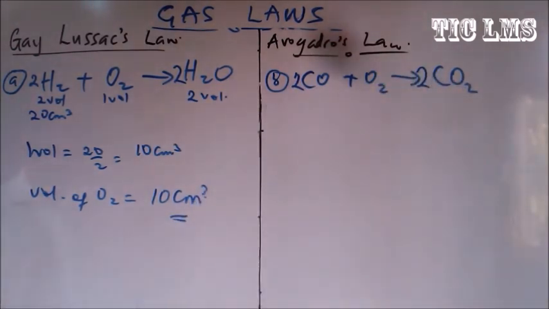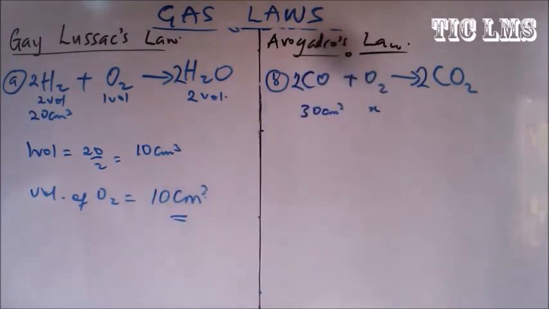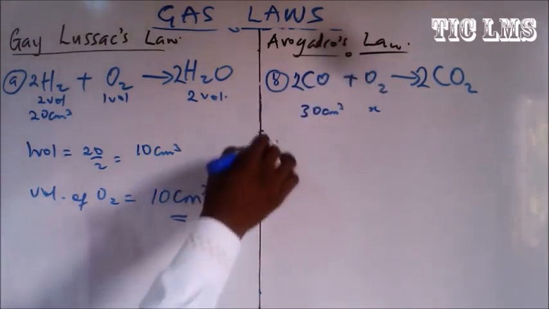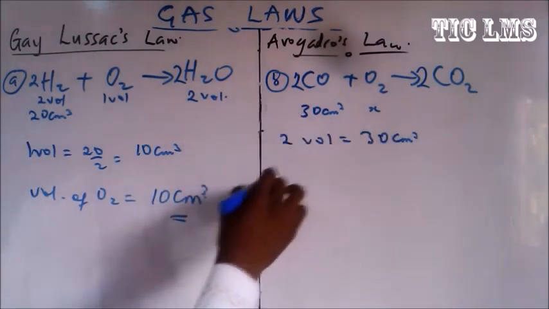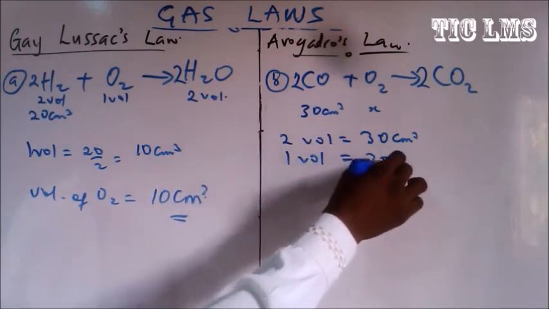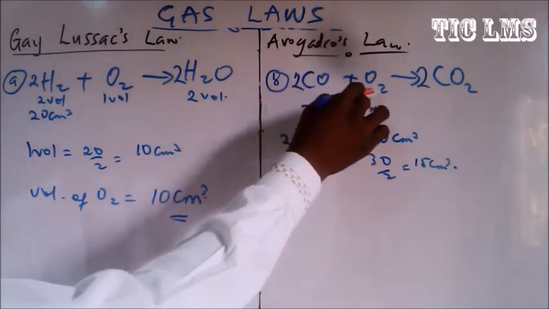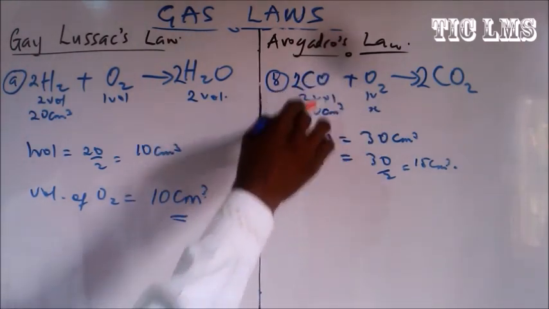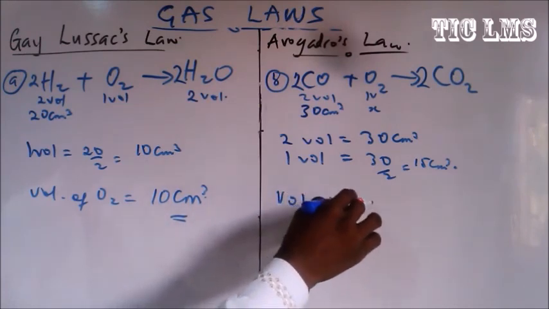We are provided with 30 cm cubed of carbon monoxide, and we have to find the volume of oxygen gas required. Now, since 2 volumes equal 30 cm cubed, hence 1 volume will be 30 divided by 2, and that is 15 cm cubed. And so since we have just 1 volume of oxygen here, the volume of oxygen gas is equal to 15 cm cubed.